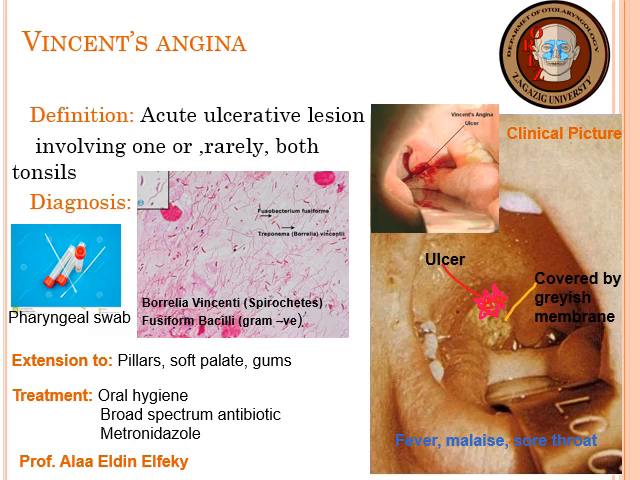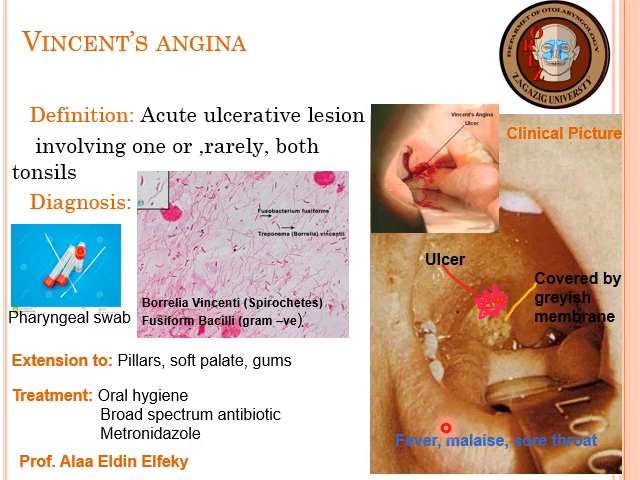Vincent's angina. What is Vincent's angina? It is an acute ulcerative lesion involving one or, rarely, both tonsils. It is an ulcer covered by a grayish membrane. The ulcer is irregular and bloody.